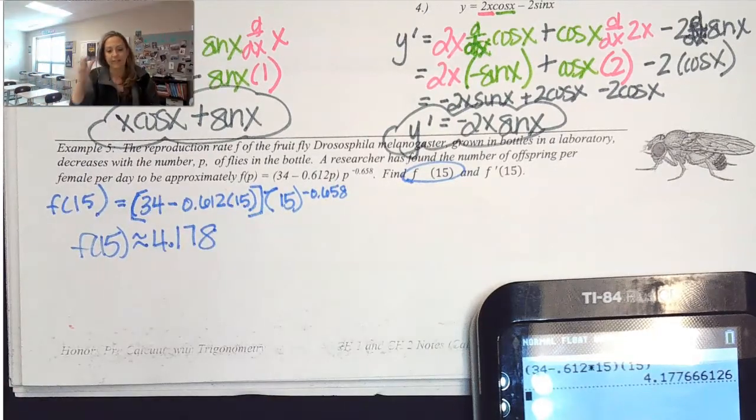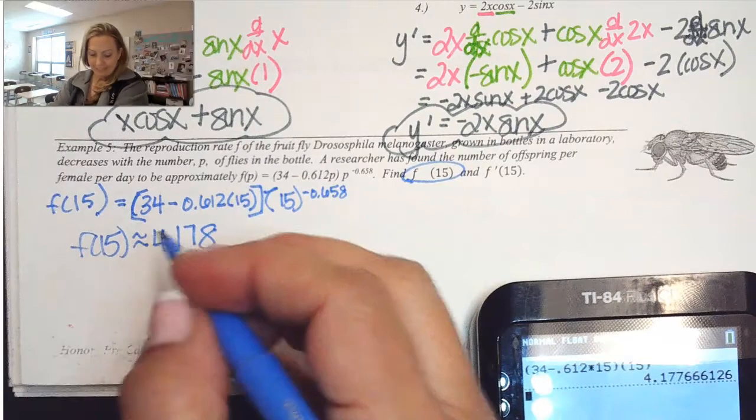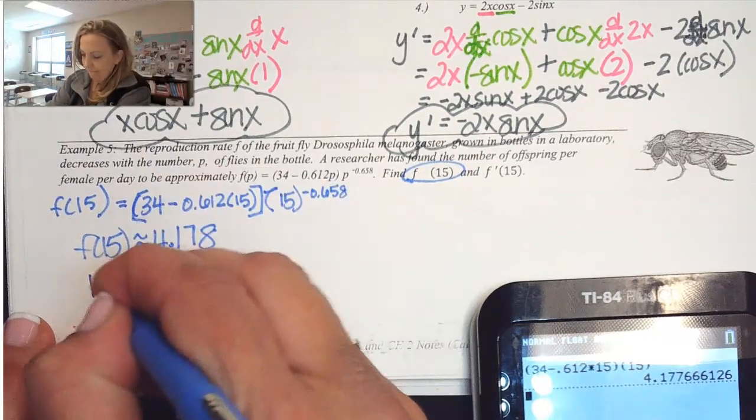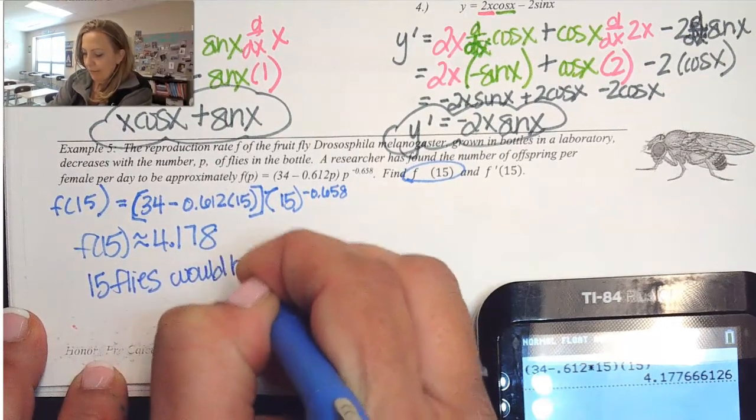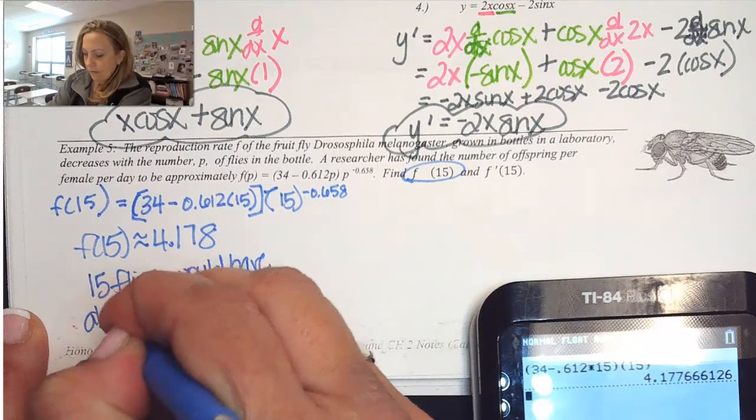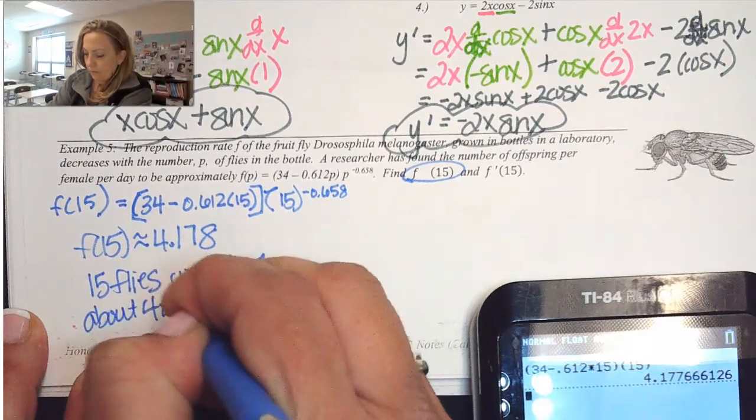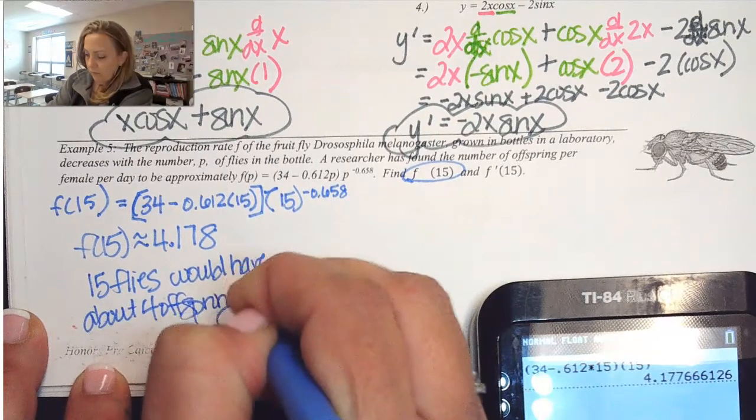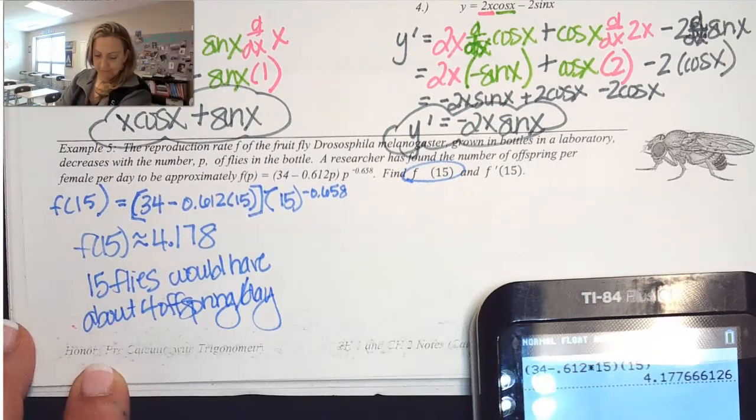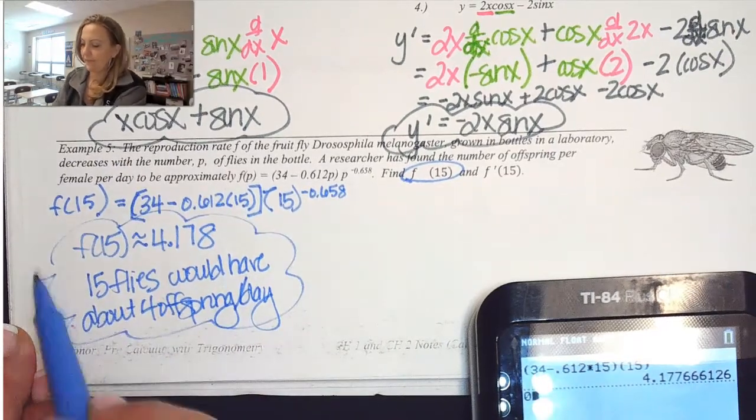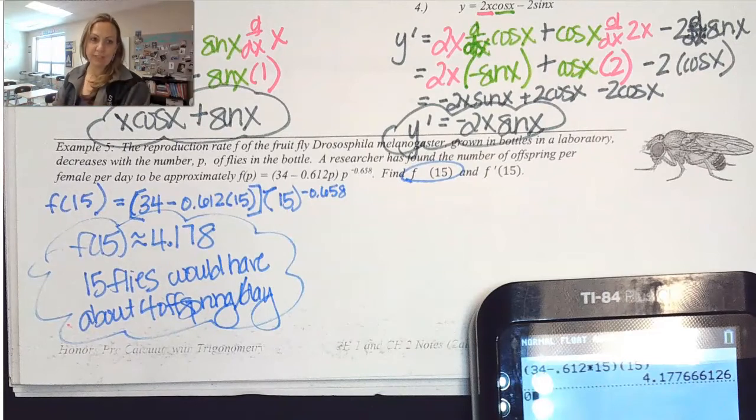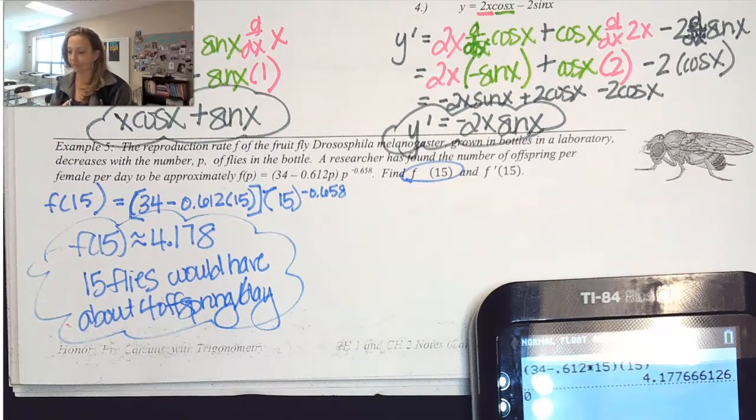And let's think about what that means. That means that 15 flies would have about 4 offspring per day. Okay, that's what that's saying, that f of 15 equals 4.178. Again, that's the reproduction rate. So that means 15 flies would have about 4 offspring per day. So that's the first thing.